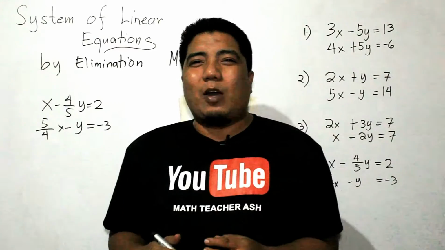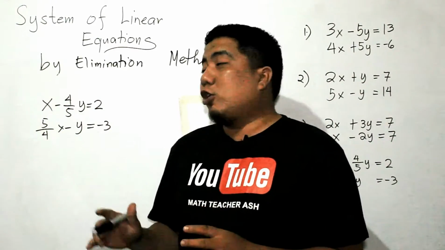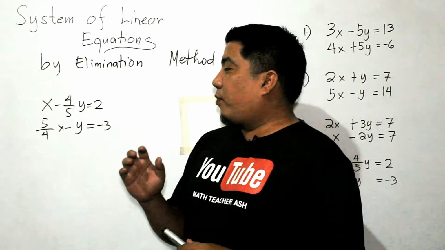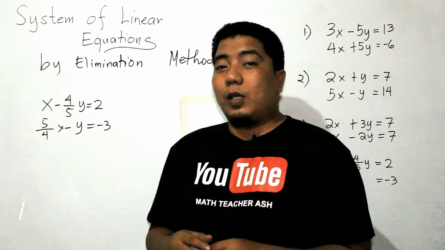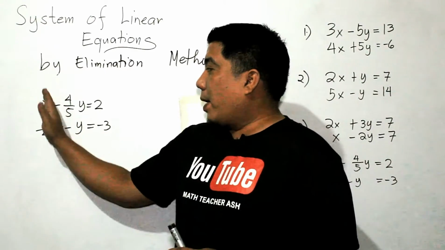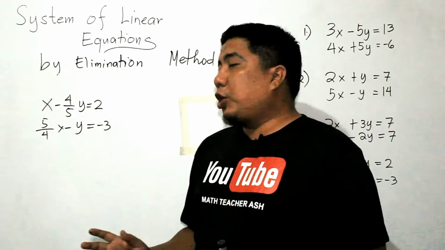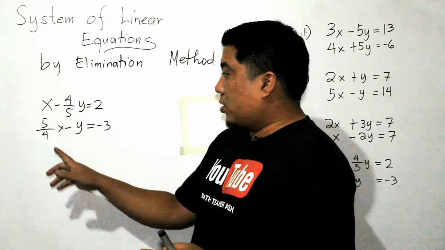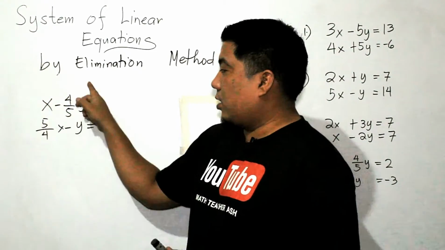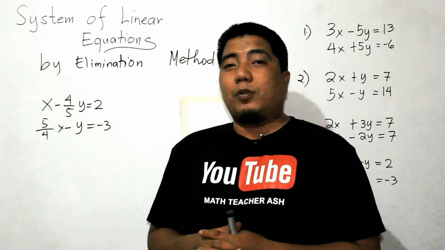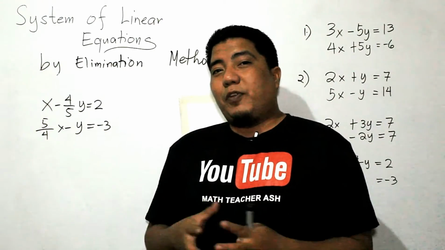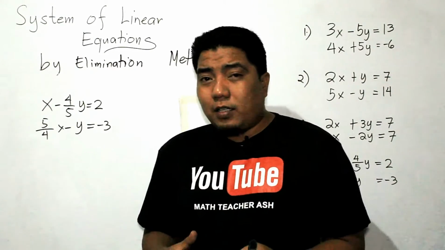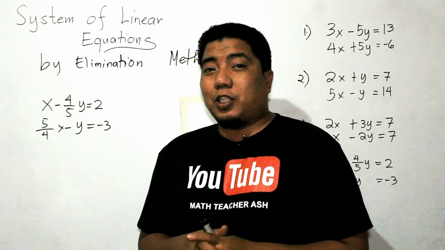Okay, math learners, we are down to our final example. We have x minus 4/5 y is equal to 2. And the other equation is 5/4 x minus y is equal to 3. Of course, by adding these two equations, we will never have an eliminated variable because these variables do not have opposite coefficients. So how do we do this? I'm sure you are having a hard time if you just see fractions, right?